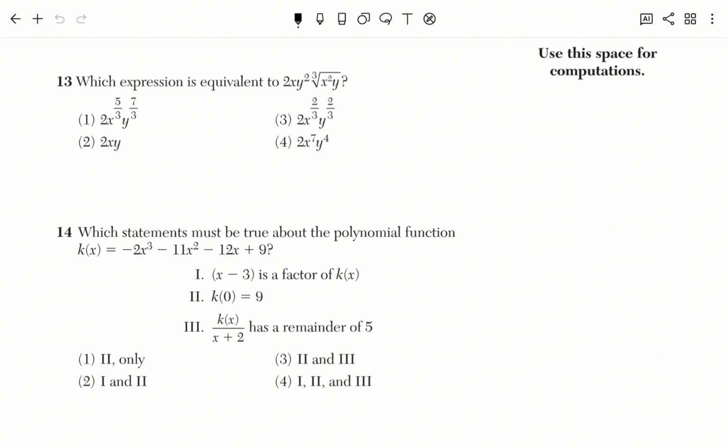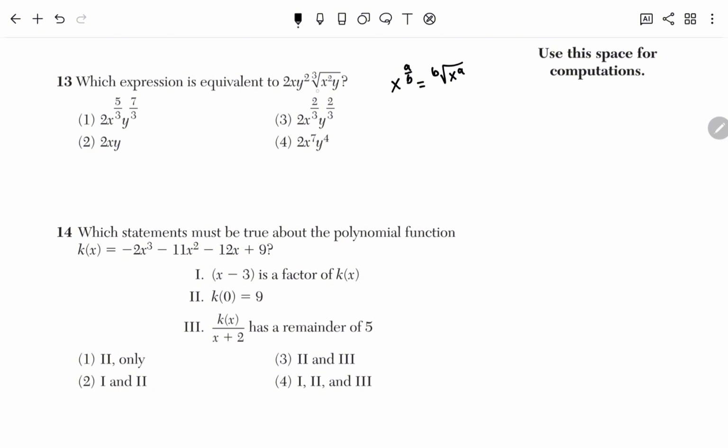So let's get started. Question 13 says, which expression is equivalent to 2xy squared times the cube root of x squared y? So there's a couple of rules that I want to remind you of. There's a rule that says x to the a over b is equal to the b root of x to the a. So whatever our denominator, it becomes our root, and our numerator becomes the exponent.